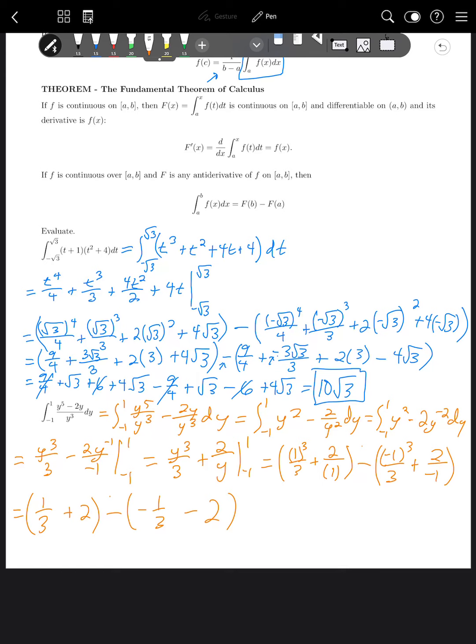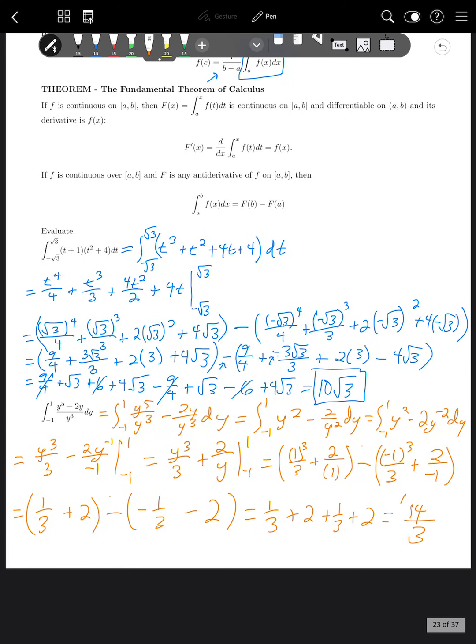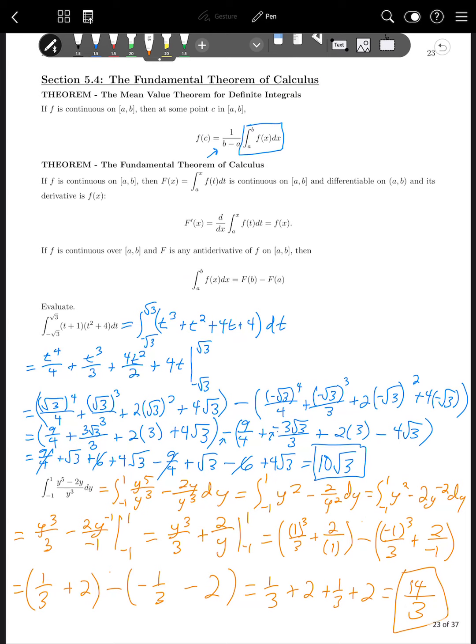All right, if I simplify, distribute the negative, so this is 1/3 plus 2 plus 1/3 plus 2. And then if we add those all together, we get 2/3 plus 4. So that's going to be 14/3. Okay, so that's the value of the definite integral. So that's what we're looking for here.